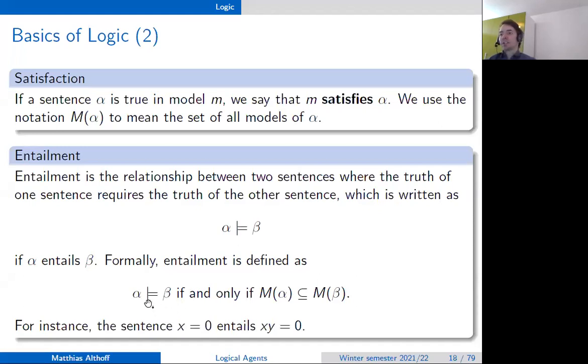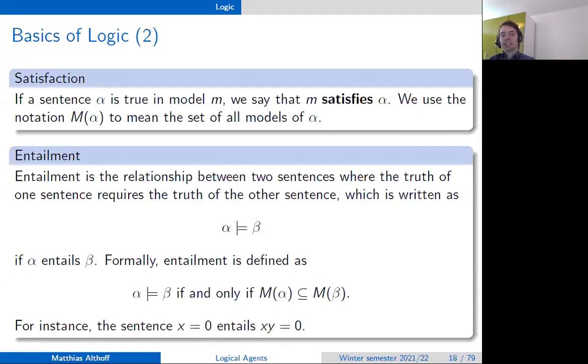So as an example, the sentence x equals 0 entails also the sentence x times y equals 0. No matter what y is, this is always true. And that is because all the models for which x equals 0 is true, where x has to be 0 and y could be anything, are also models for which x times y equals 0. y could also be 0, but doesn't have to be. And that's why this is entailed.